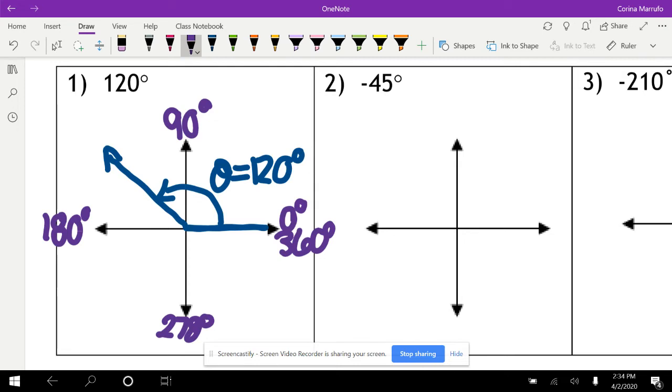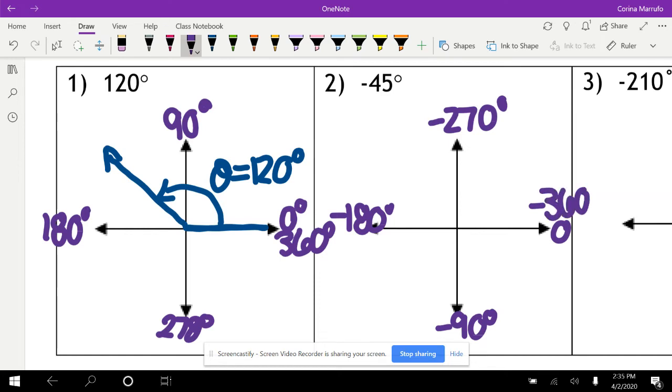We are going to graph negative 45. So we start at 0. This is going in the clockwise direction because it's a negative angle. So that would be negative 90, this would be negative 180, then this would be negative 270, and this would be negative 360.